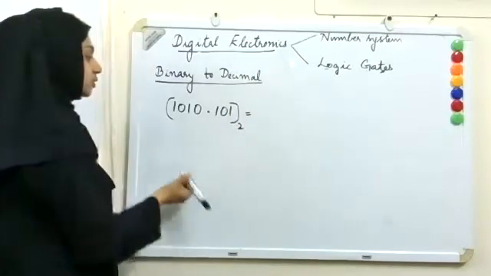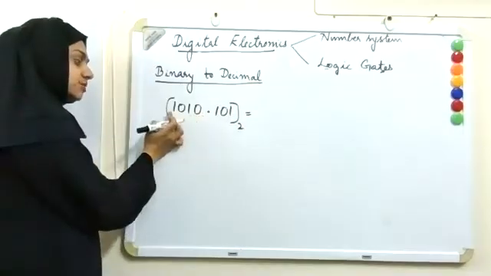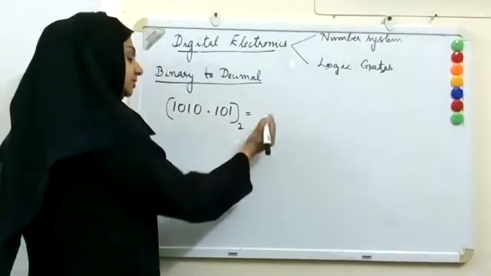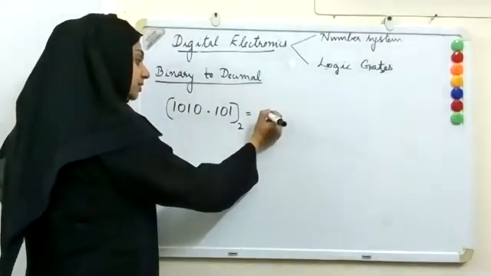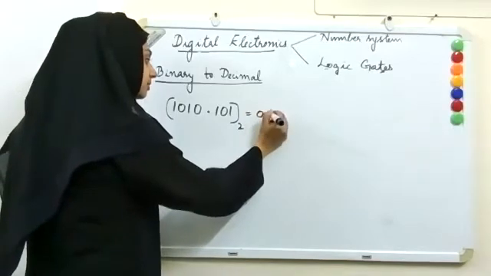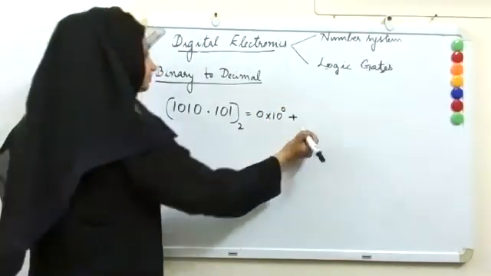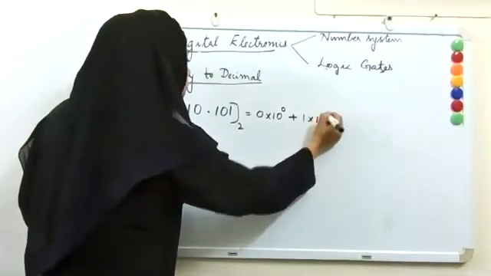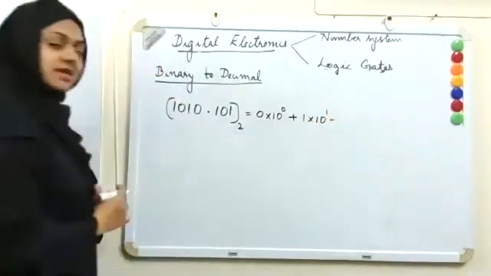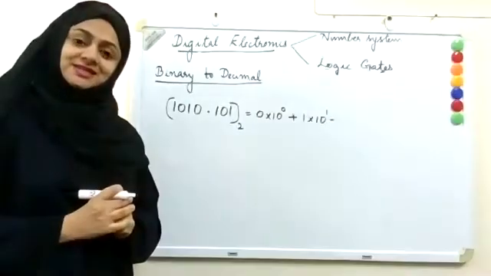So this is equal to, so first let me take this part. So how should I start? Tell me. 0 into 10 raised to 0, plus 1 into 10 raised to 1, plus 0 into 10 raised to 2. Is this correct?